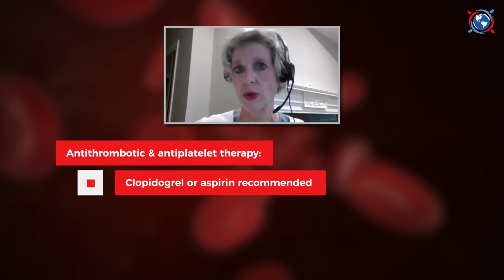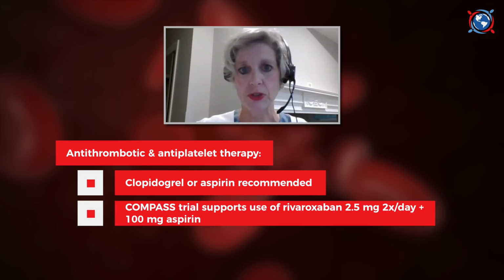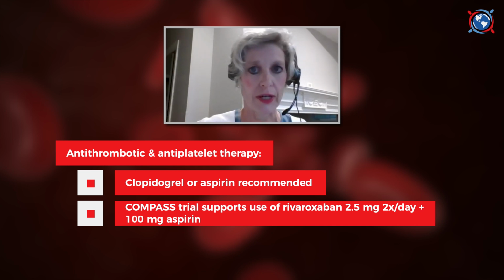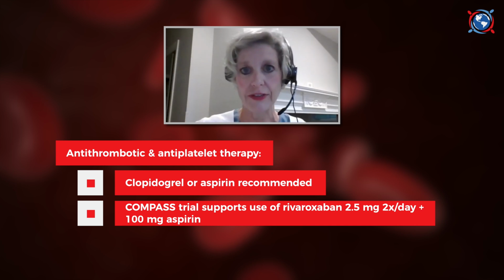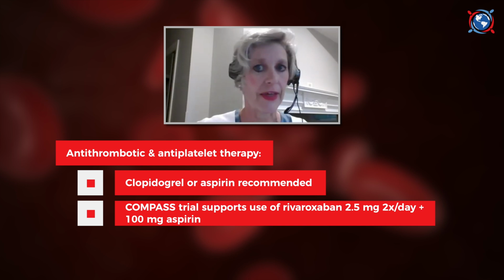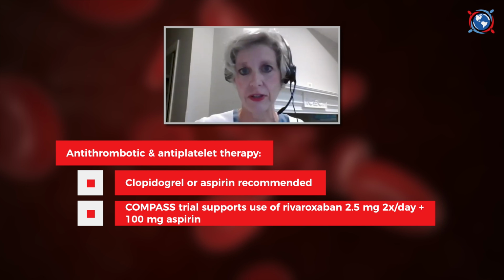With regard to antithrombotic or antiplatelet therapy, current guidelines recommend either clopidogrel or aspirin to prevent cardiovascular events in people with PAD. However, some evidence suggests that clopidogrel may be better than aspirin. The recently published COMPASS trial showed that rivaroxaban 2.5 milligrams twice daily, combined with aspirin 100 milligrams, significantly reduced cardiovascular event rates in more than 27,000 people who had cardiovascular disease.